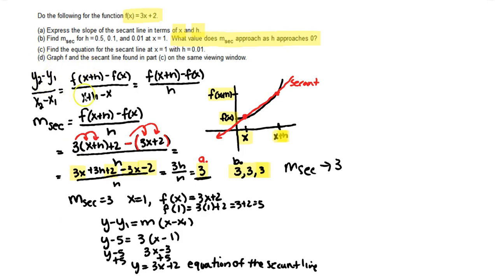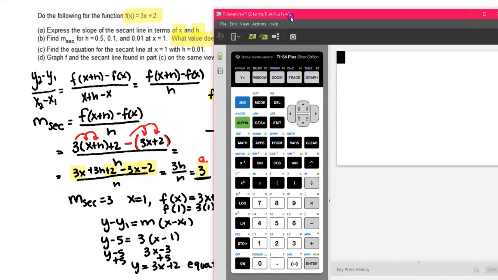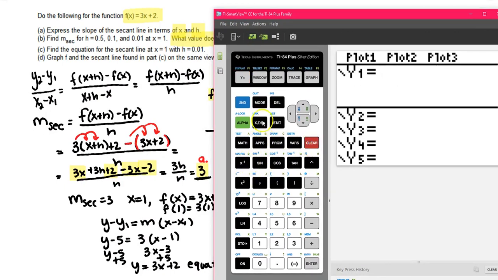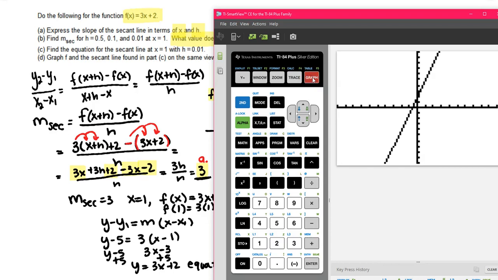Finally, part D, we want to graph f and the secant line in the same window. So I have the graphing calculator right here. And our original function was y equals 3x plus 2. And the equation of the secant line is also 3x plus 2. And to graph them in the same viewing window, they are the same line. So this is a little unusual, but because the function is a linear function, the secant line is the same as the original function. And so we've answered all of the parts on this example.